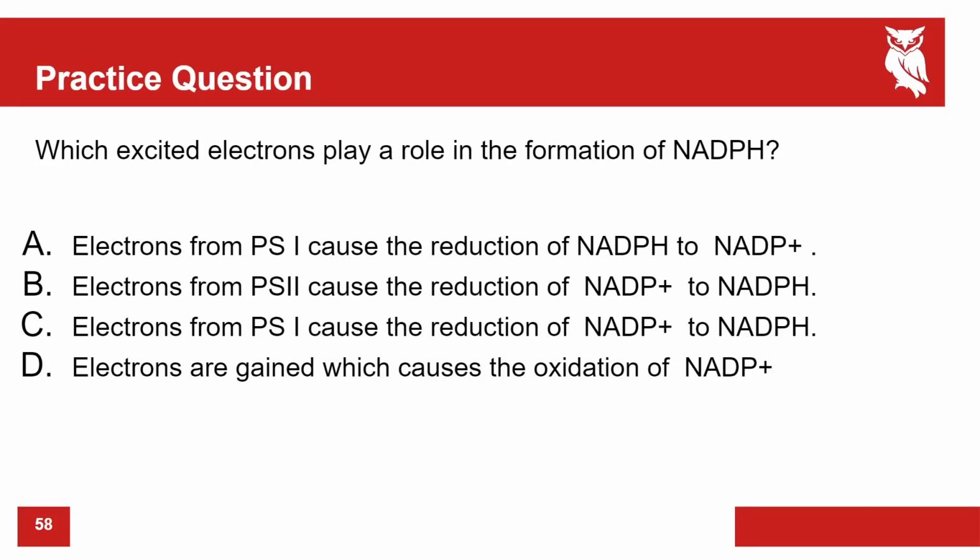Which excited electrons play a role in the formation of NADPH? Electrons from photosystem 1 cause the reduction of NADPH to NADP+. Electrons from photosystem 2 cause the reduction of NADP+ to NADPH. Electrons from photosystem 1 cause the reduction of NADP+ to NADPH. Electrons are gained, which causes the oxidation of NADPH. All right, so read through them.